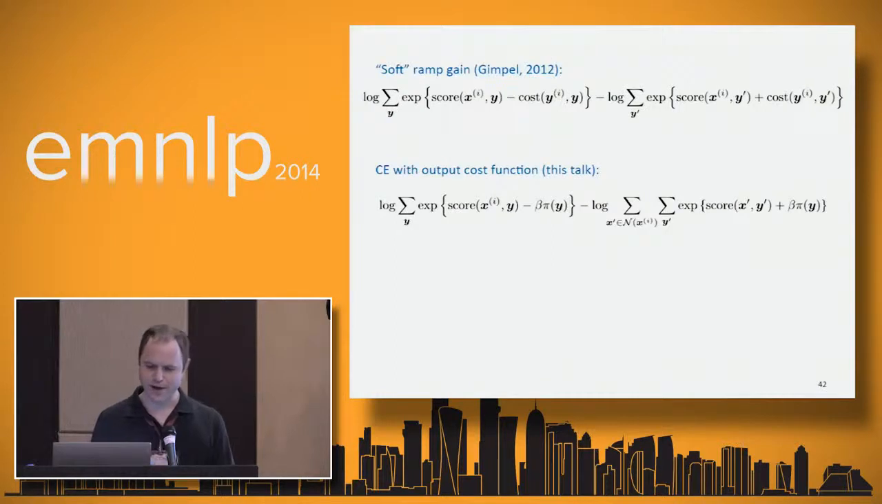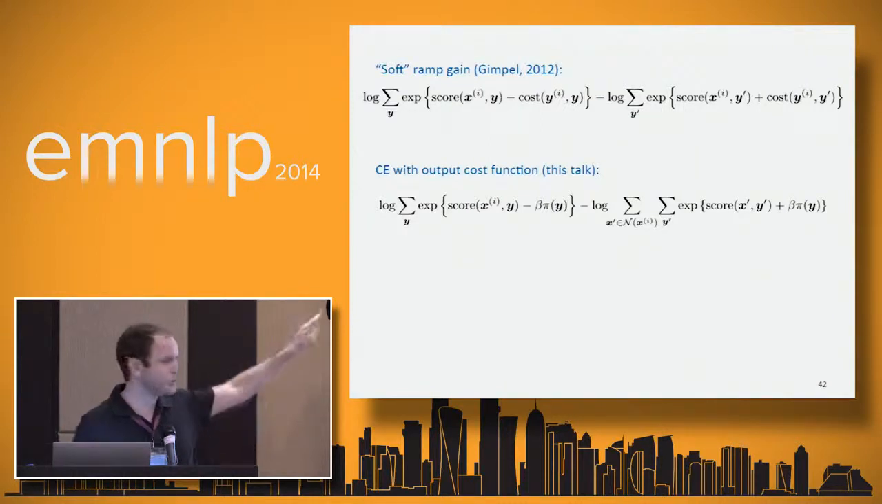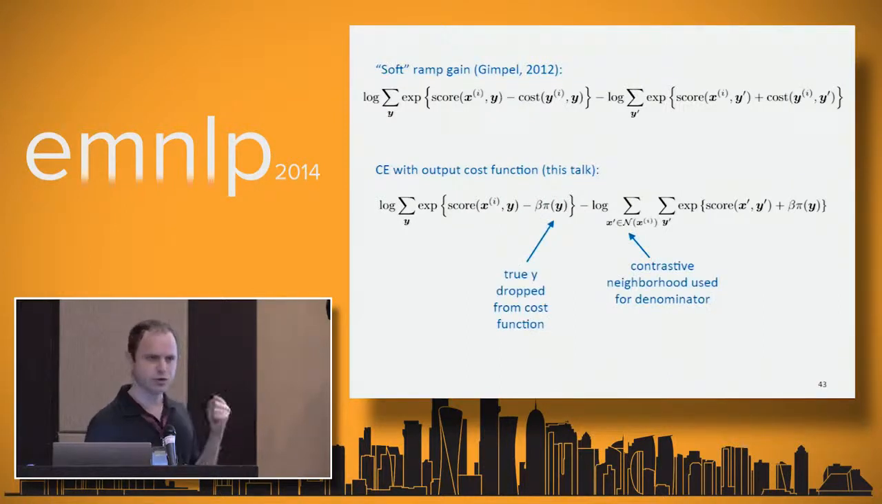And in particular, we're going to use a version of ramp loss that I called soft ramp loss 3 in my thesis. There were a number of variations. This one tended to work the best for supervised learning. And so I changed max to softmax and have the cost in both terms. To get from there to the CE gain function for this talk, we do two things. We drop the true y from the cost function since we don't have it, and we have a weight beta for it. And for the denominator, we use the contrastive neighborhood as is standard in CE.